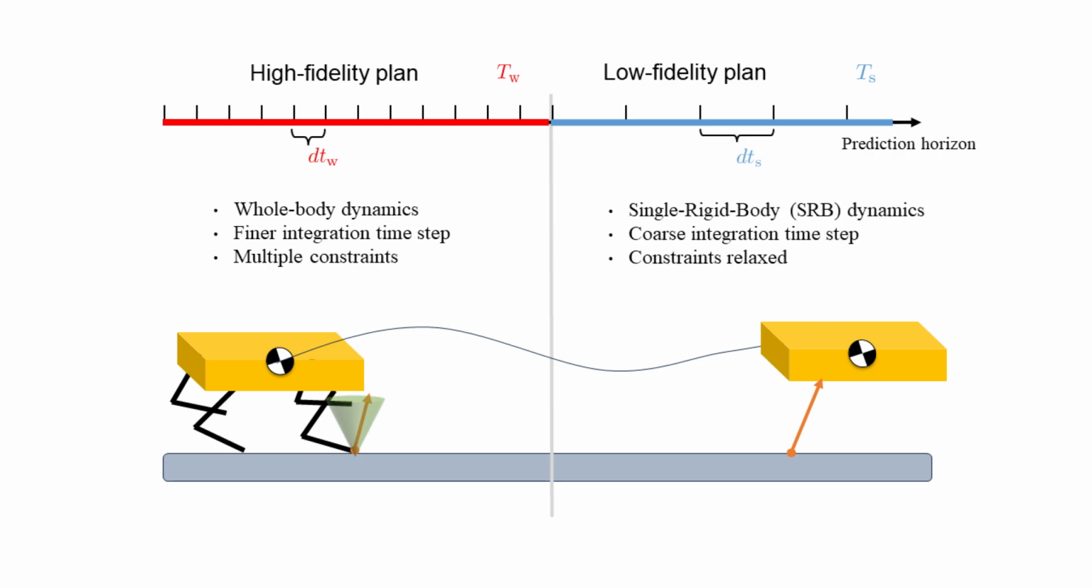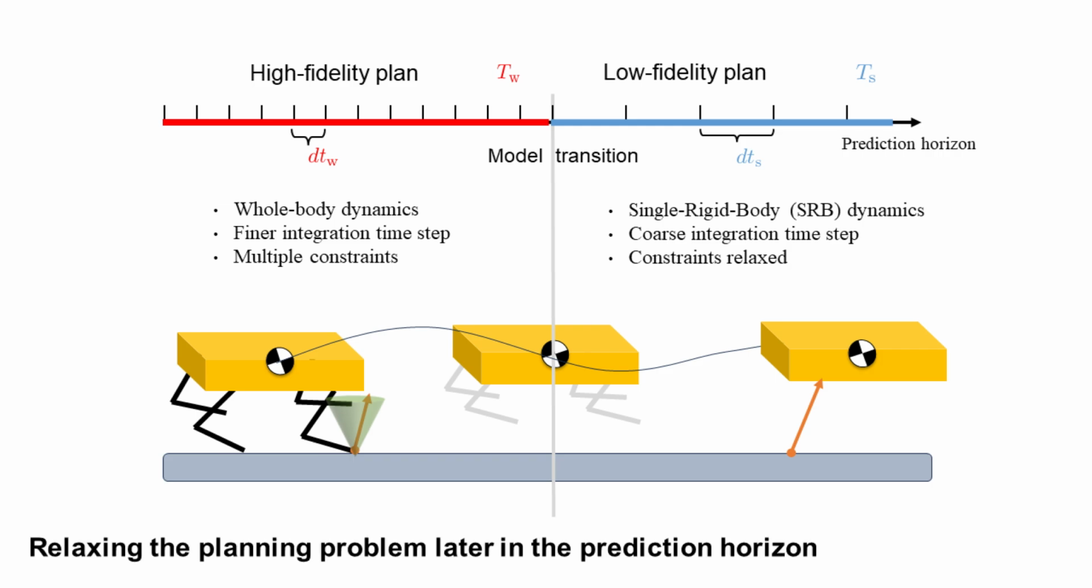As such, the low-fidelity plan reasons about a simplified template model, in this case a single rigid body model, employs a coarse integration time step, and uses relaxed constraints. The high-fidelity plan and the low-fidelity plan are connected serially in time via a transition constraint. To summarize, CAFE-MPC relaxes the optimization problem of MPC along the prediction horizon, with the motivation that details in the future are less important to affect the current decisions than those in the near term.